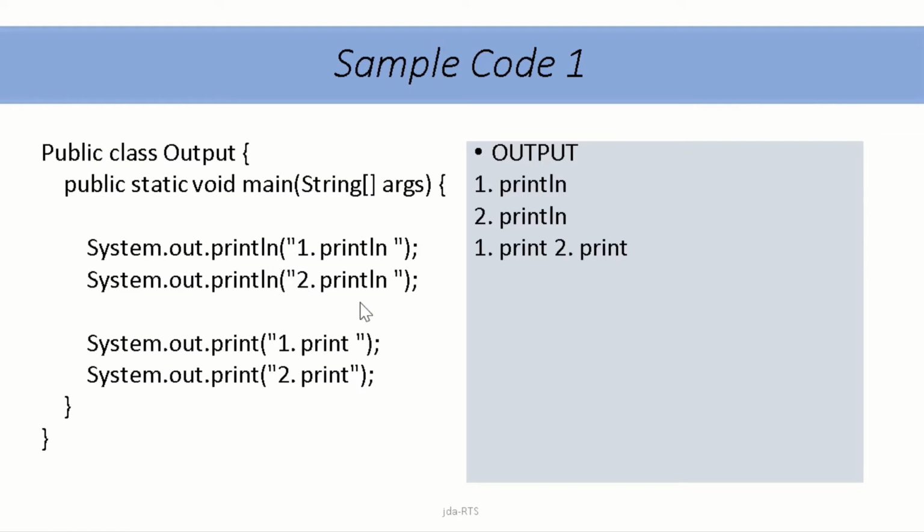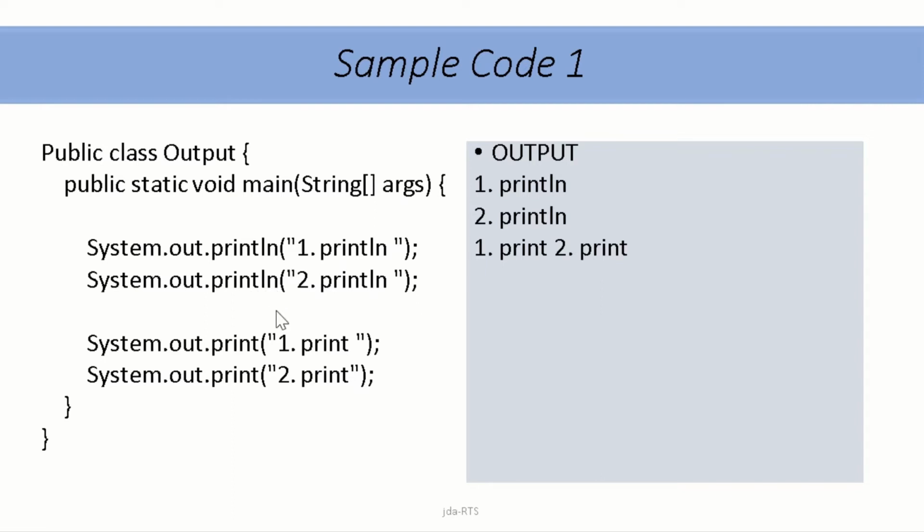It is expected that 1.println will always print on the next line, as the definition of println. So here in the output, we see 1.println, that's the value inside the double quotes, and the other one, 2.println, also jumps to the next line because of the command println.